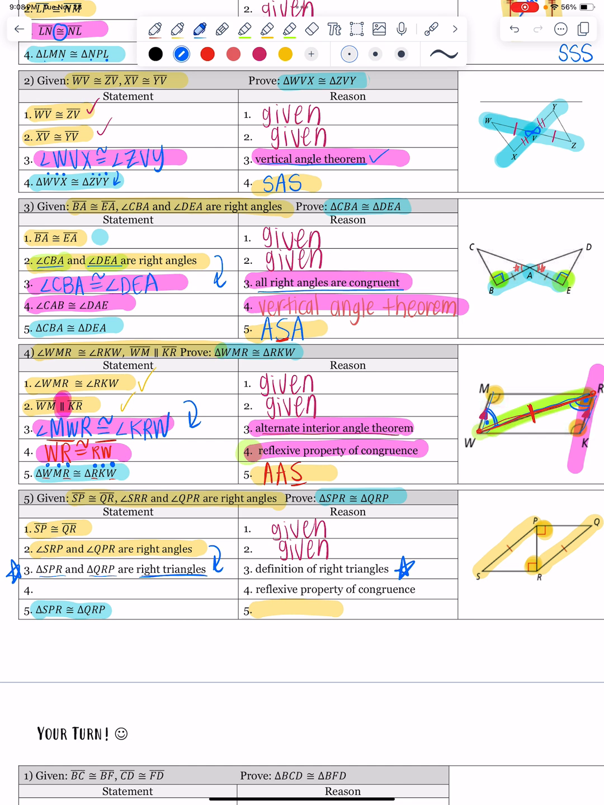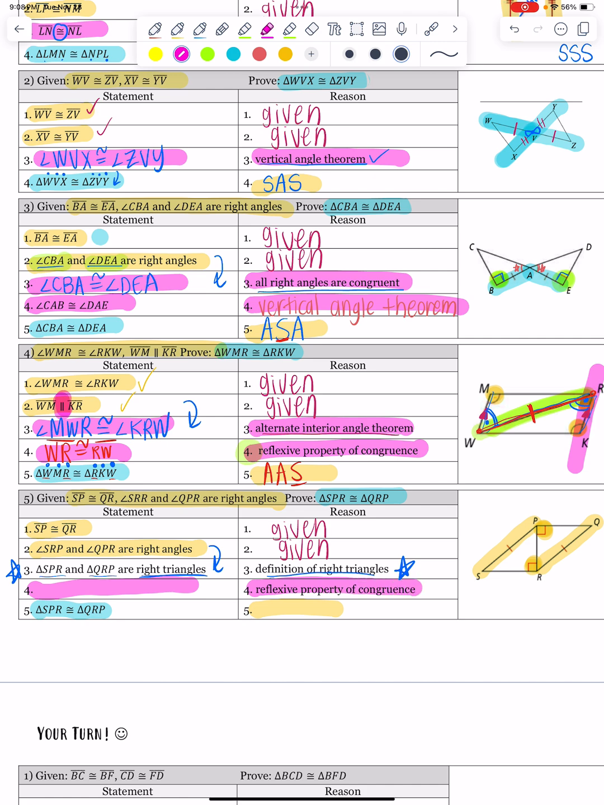So whether they tell you that they're right angles and you have to jump to saying that they're right triangles, or whether they tell you that they're perpendicular and then you have to go from perpendicular to right angles to right triangles, you have to somehow say that they are right triangles before you can use hypotenuse leg. So I know that I just have this other step that I'm missing in the middle. Like I'm just missing one pink step in the middle that's going to allow me to use HL. So let's check this real quick.